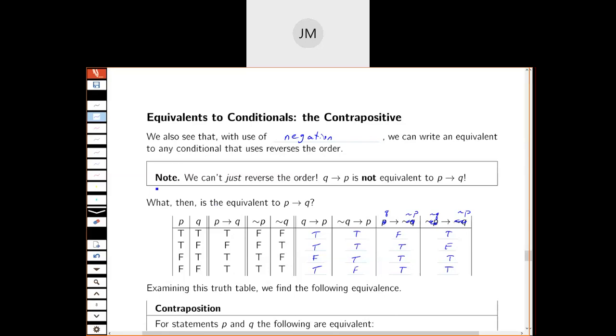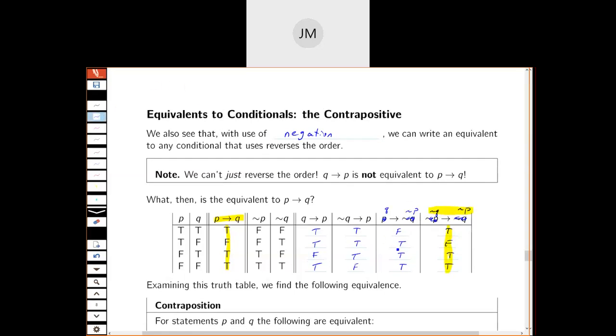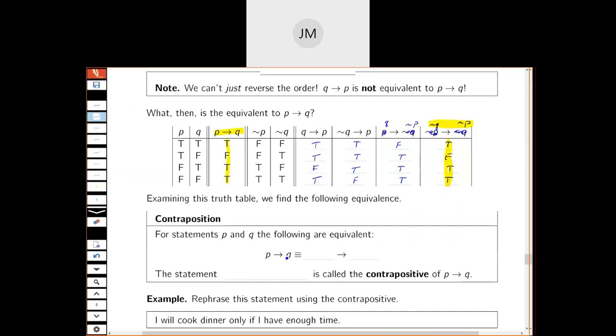Okay, what we want to do is look at the if P then Q and say which one is equivalent but starting with a Q statement. So here I have a false in the second row. Here I have a false in the second row. So I want if not Q, then not P. So if P then Q is equivalent to if not Q, then not P. Okay. So the statement if not Q, then not P is called the contrapositive of if P, then Q.